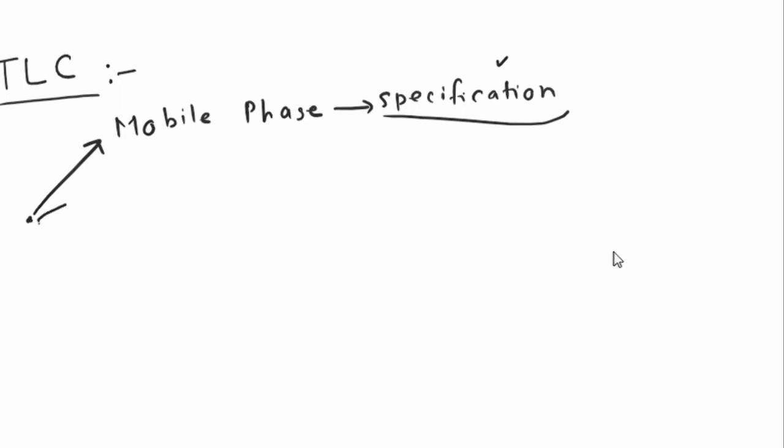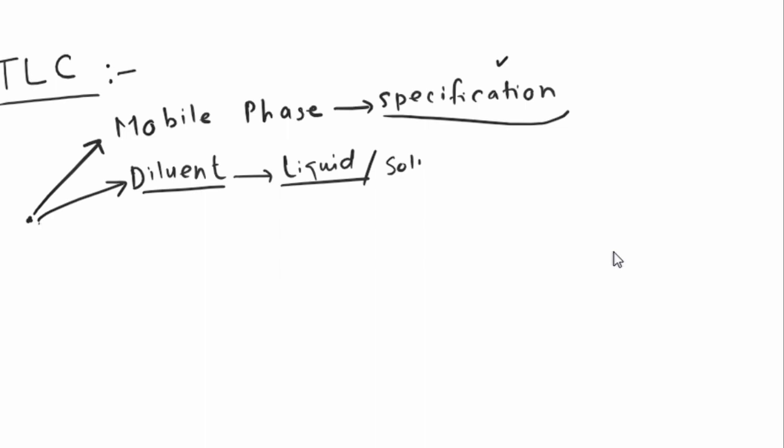Then there is the preparation of the diluent. Diluent is a liquid or a mixture of liquids, or we can say the solvent, that is used to dilute our standard or our sample. So basically, the fourth step is standard preparation.